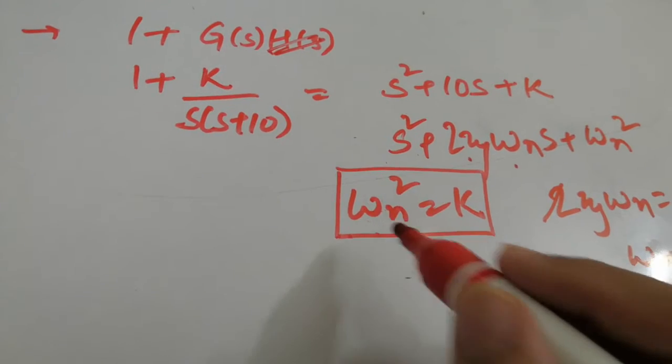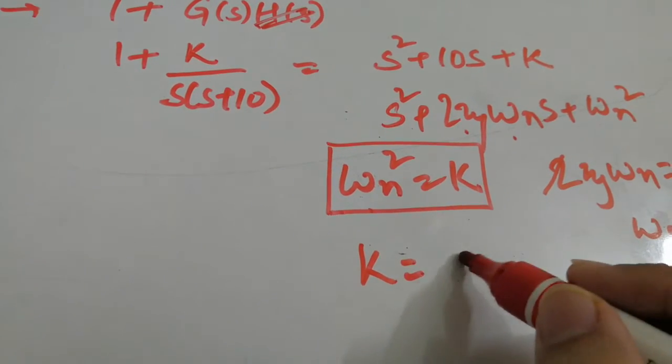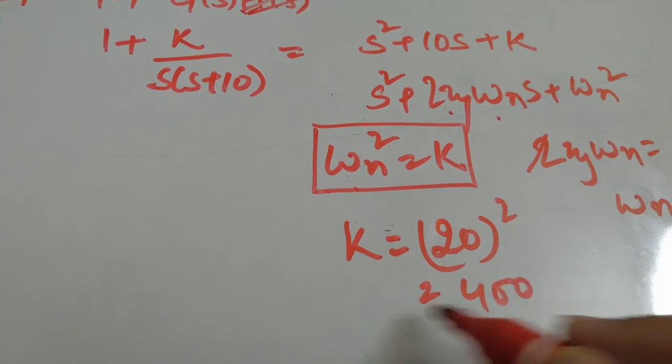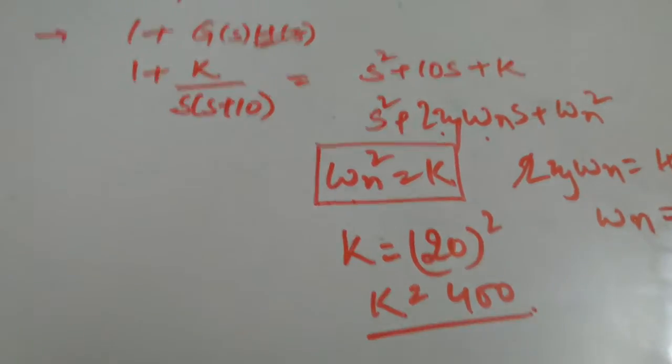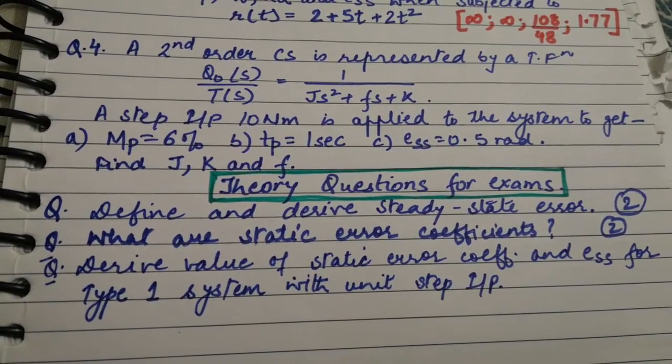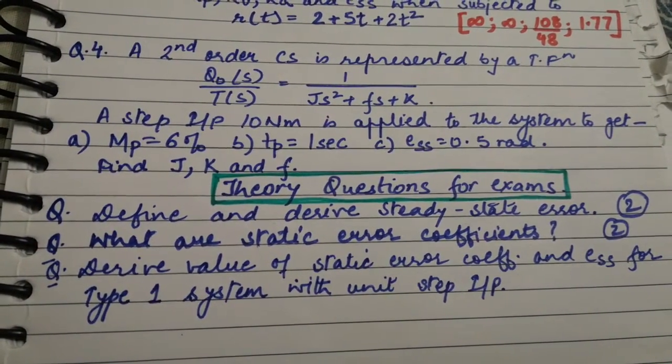So now I am going to put the value here. So this K will be equal to 20 square. That is, the answer will be 400. That's it.